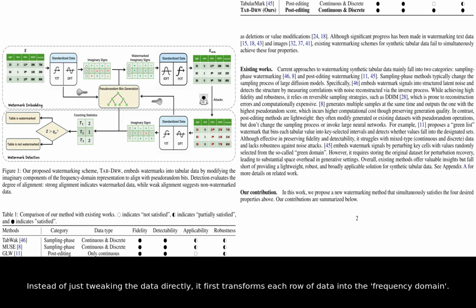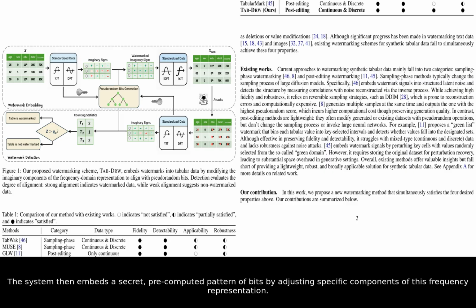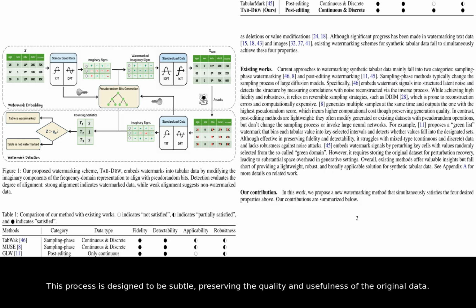Instead of just tweaking the data directly, it first transforms each row of data into the frequency domain. This is conceptually similar to how an audio signal can be broken down into its constituent frequencies or pitches. The system then embeds a secret, pre-computed pattern of bits by adjusting specific components of this frequency representation. This process is designed to be subtle, preserving the quality and usefulness of the original data.